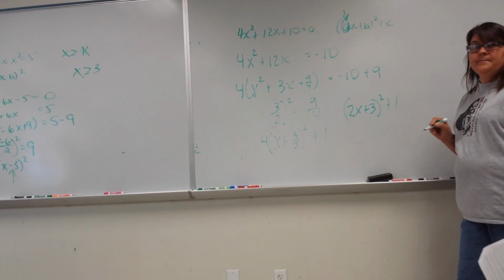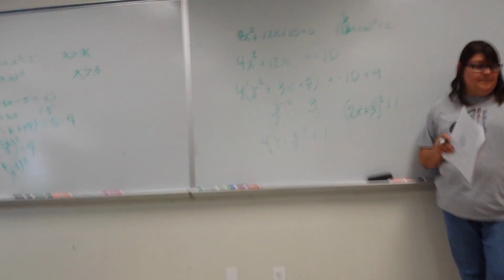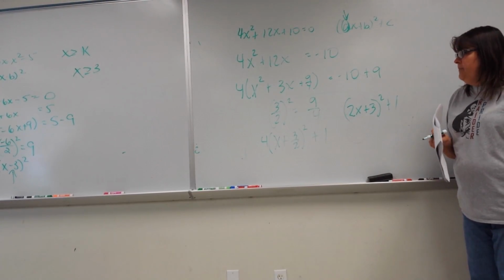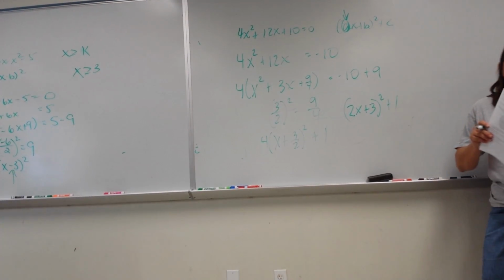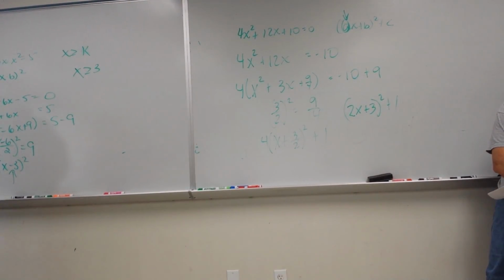Squared plus 1. What happens to the 2? The 4 comes in as a 2 because it's the square root, and that gets multiplied with the x and the 3 halves. So you do 2 times x, you get 2x, and then what's 2 times 3/2? Well, it's 6/2, which is 3. Oh, you're distributing it, yeah.